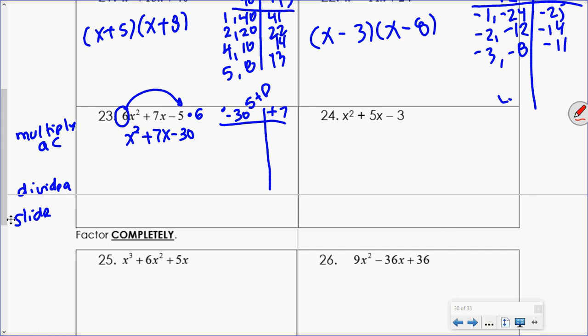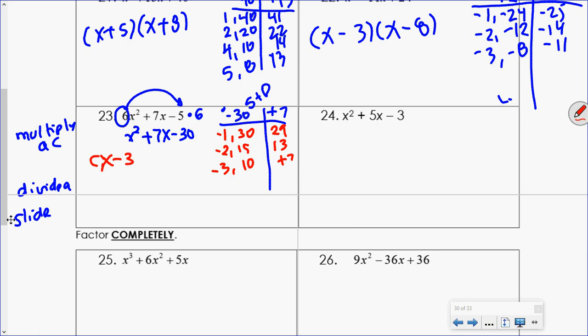So two numbers that multiply to negative 30 but add up to positive 7. So I think this is column number 3. And we're looking to have a bigger number that's positive. So that means the smaller number is negative. So negative 1 and 30 will give me 29. Negative 2 and 15 gives me 13. Negative 3 and 10 gives me positive 7. So my factors are x plus 3. No, I'm sorry. X minus 3.